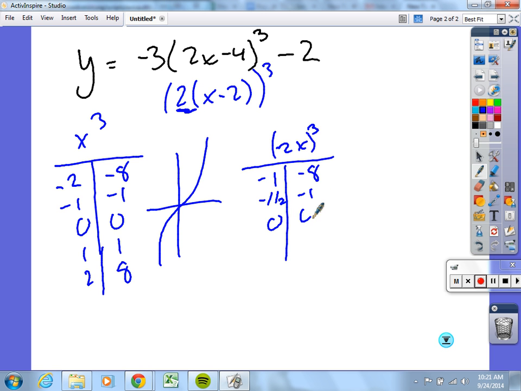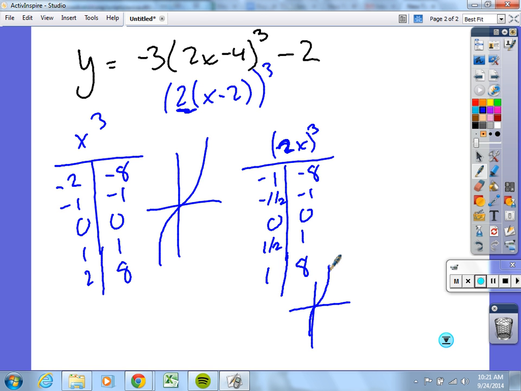0 would still give me 0. 1 half would give me 1. And 1 would give me 8. Does everybody understand where that graph came from? Notice, was that a stretch or was that a compress? There was a horizontal compress. We went from larger x values to smaller x values to get the same y value. Does that make sense? Yes, ma'am. You okay there? And then once again, that graph, guys, what does that look like? Basically a little bit steeper, because we compressed our x value.